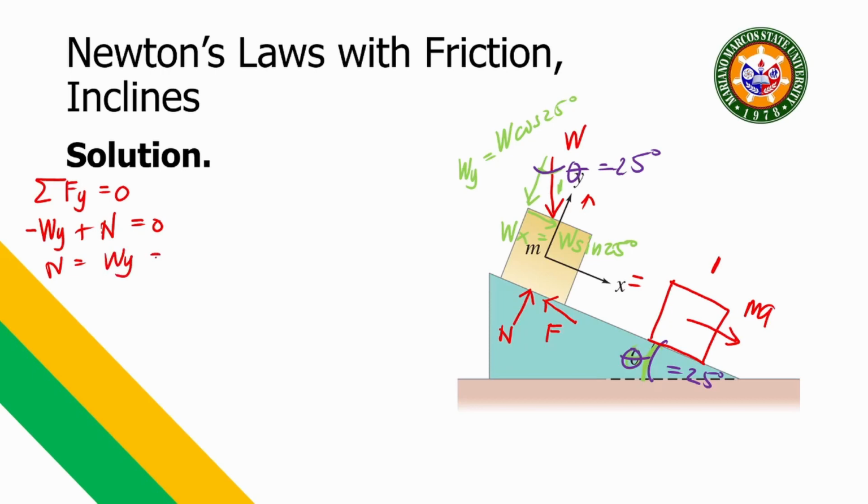Wherein, ang Wy natin is equal to W cosine 25 degrees. But N is equal to, hindi given yung weight niya. Ang given is yung mass ng ating object. So N will be mg cosine 25.